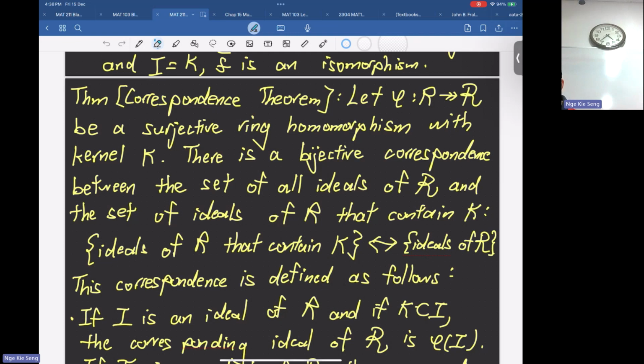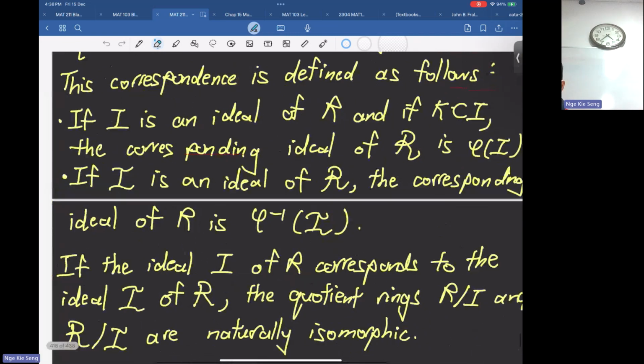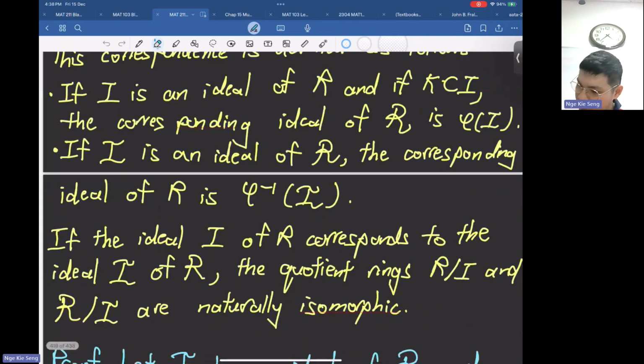But there's a very important remark here. So how do we construct it? If you have an ideal of your domain, and that ideal contains the kernel, what is the corresponding ideal? You just apply your map.